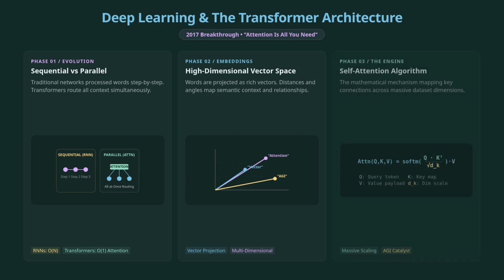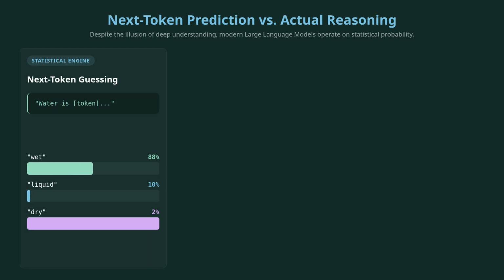When scaled up with massive compute power, measured in millions of petaflops, these models exhibit emergent abilities. Sudden, unplanned capabilities like basic logic and code generation that were never explicitly programmed into the training run. Despite the illusion of deep understanding, modern large language models operate primarily on next token prediction, calculating the probability of the next word based on historical patterns.